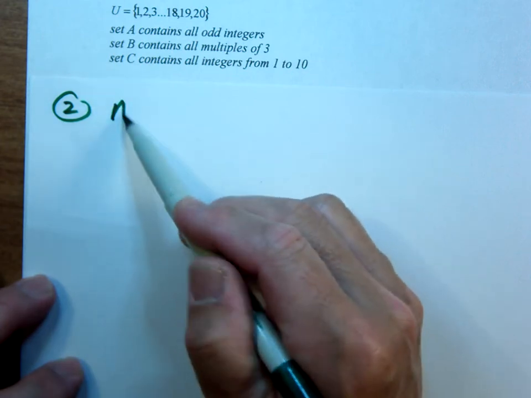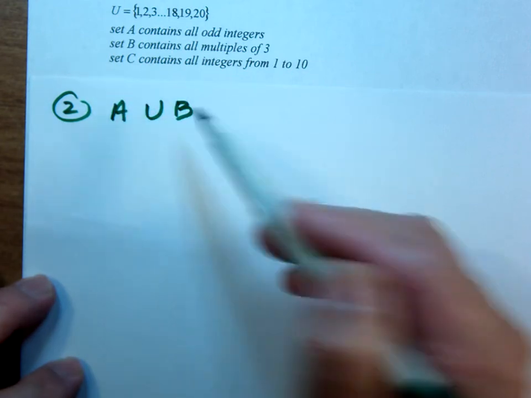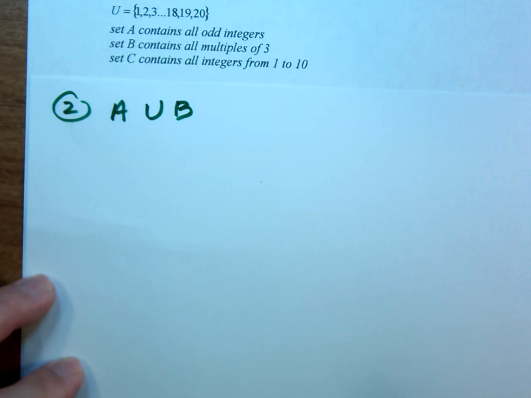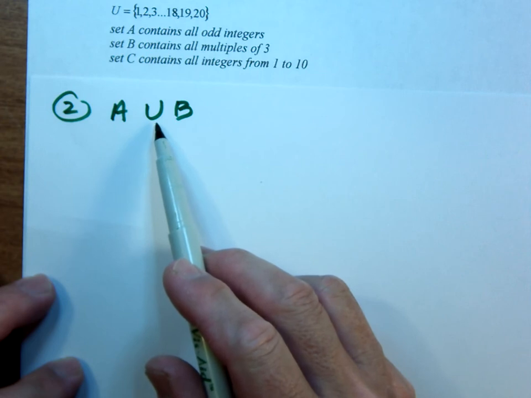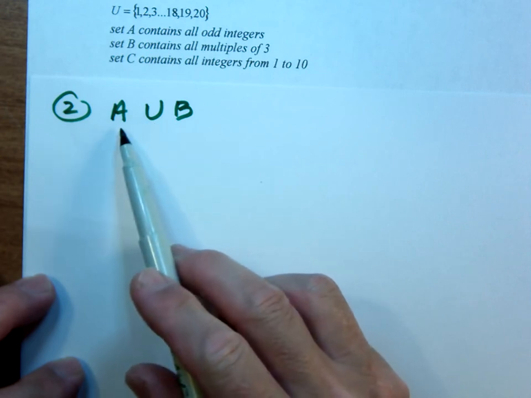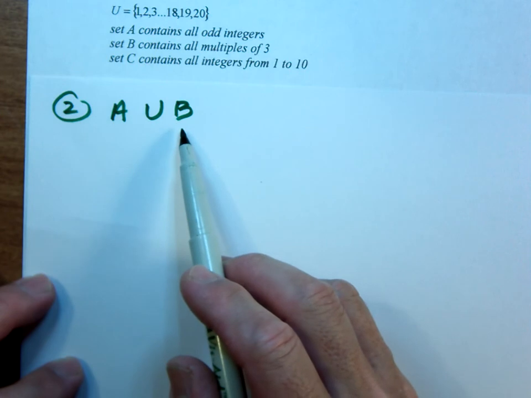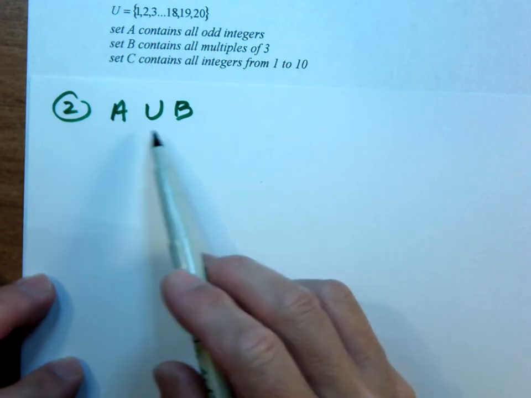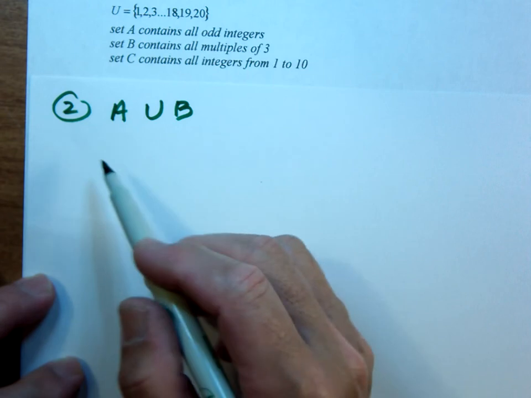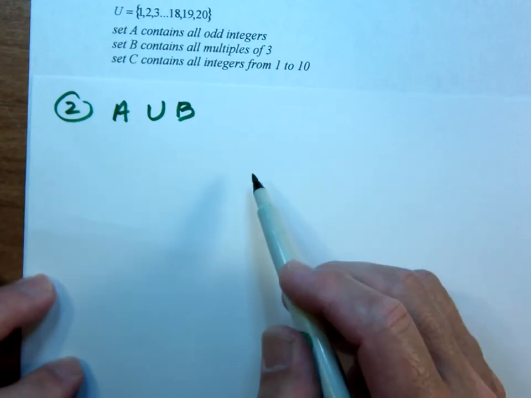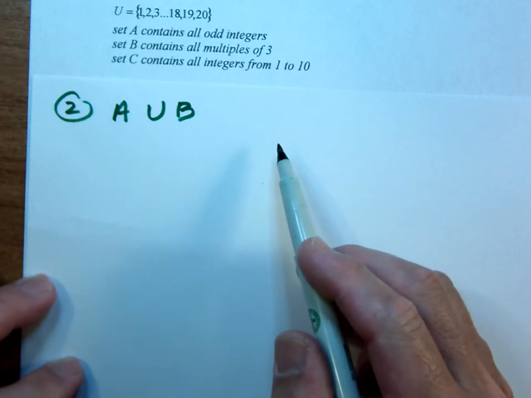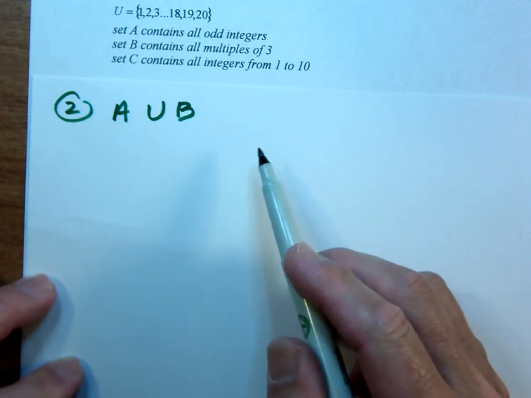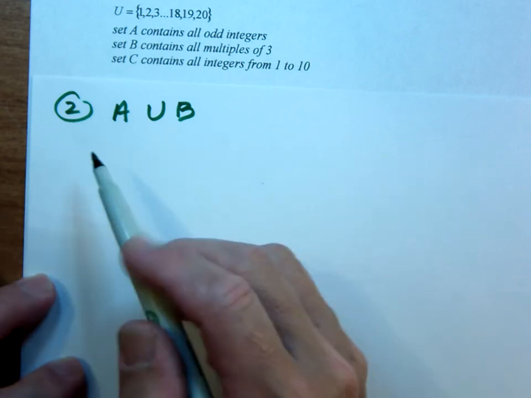Let's do A union B. So we are still dealing with sets A and B, but now it's a union. Remember, union means or. That means I want all the elements that are either in A or in B. That means it could be in both. Again, earlier I wrote all the elements in A, all the odds, and all the elements in B. If you forgot what they were, you can rewind and see what those elements are.